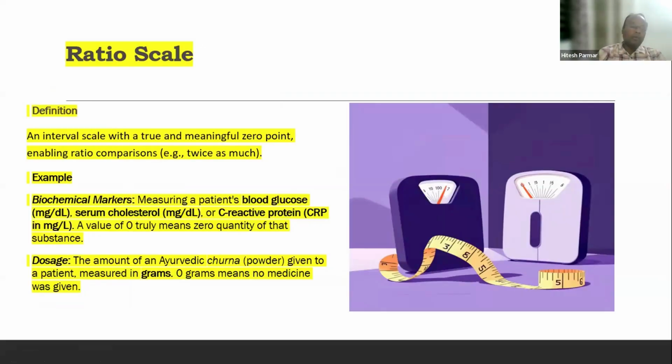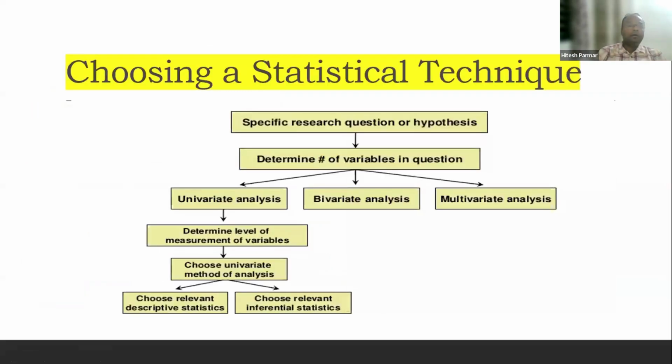Once you are very clear about the scales of measurement, then we can bifurcate our analysis in different ways. One way is to bifurcate the entire analysis in terms of the number of variables that we are dealing with. How many variables we are dealing with.